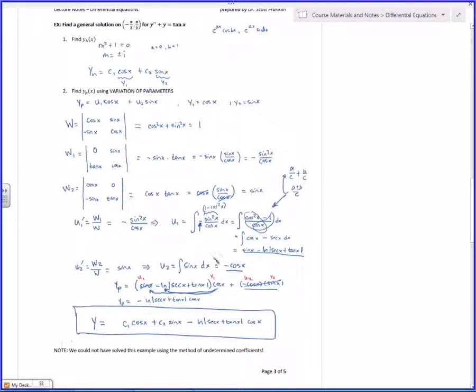Once we found those, we plug them back in and get a particular solution, and we plug our particular solution into YH plus YP to get our full solution. And we could not have solved this example using the method of undetermined coefficients. All right, any questions? We're going to just do another one, just for practice sake.